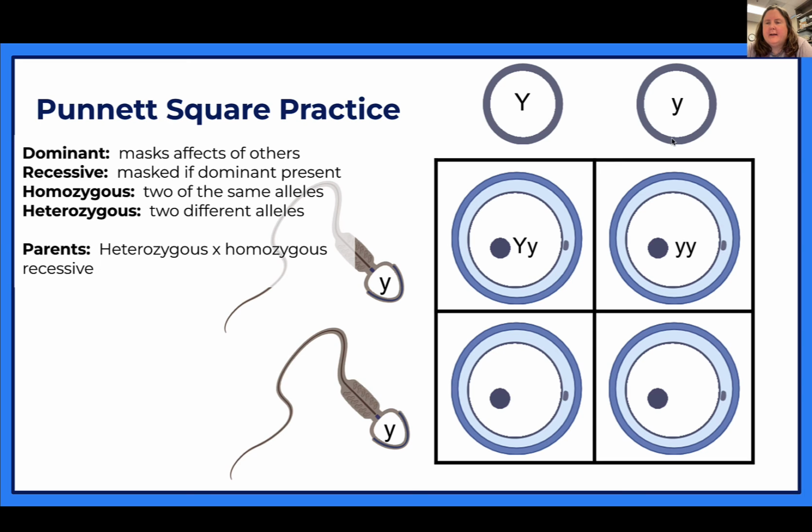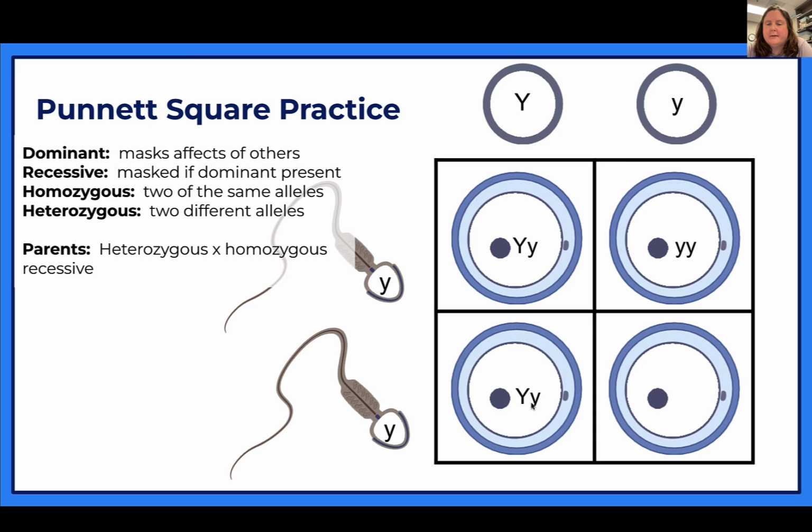Now, the next egg, this one here, the egg gave a little y and the sperm donated a little y. So it's lowercase y, lowercase y. Now, if they have 2 of the same types of alleles, which in this case it does, 2 lowercase recessive alleles, it is going to be called homozygous. So this is homozygous recessive. This is heterozygous.